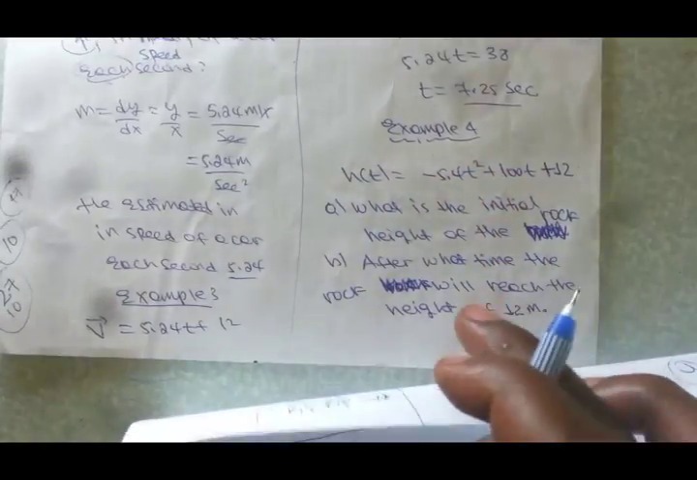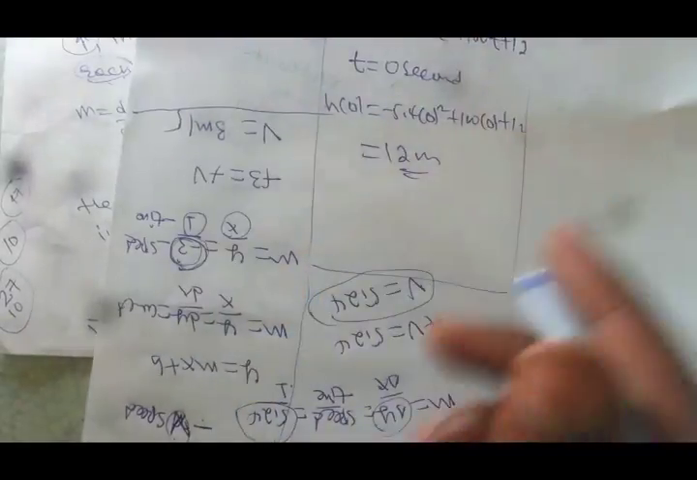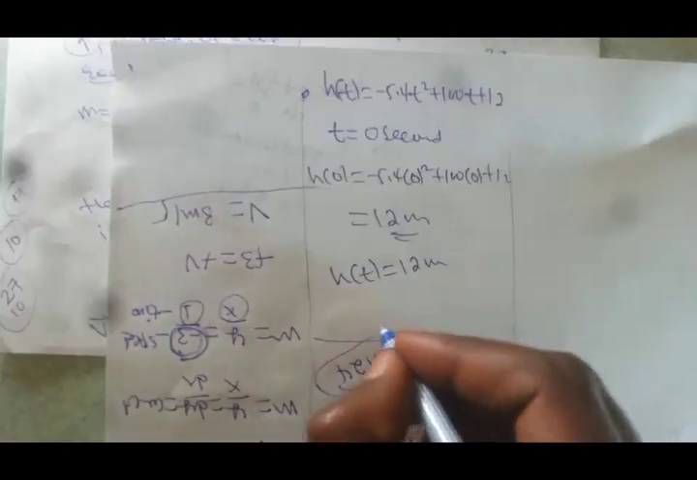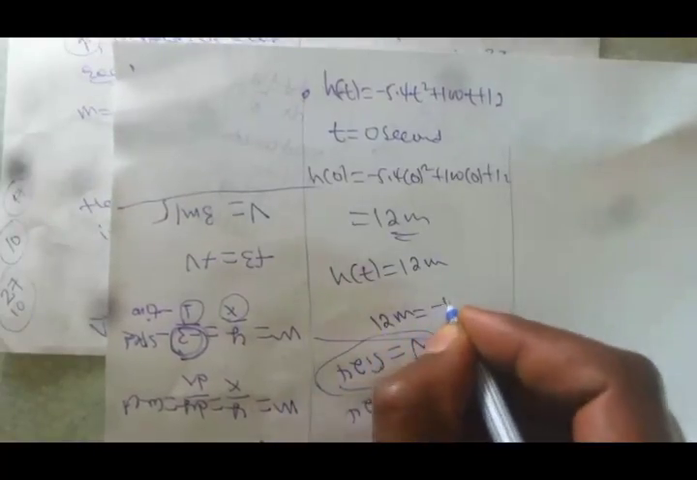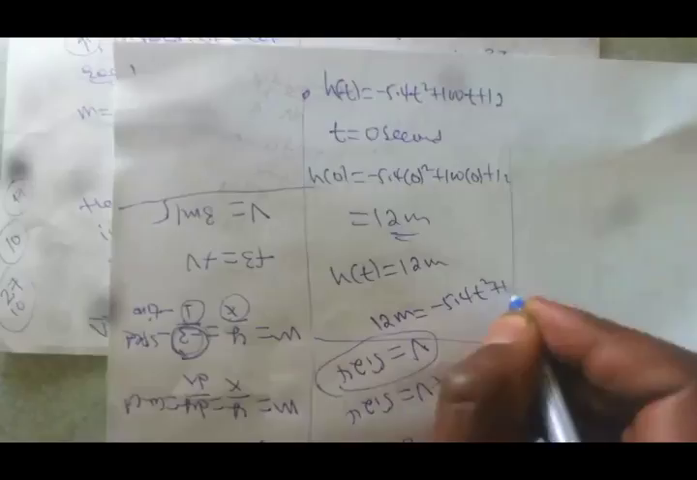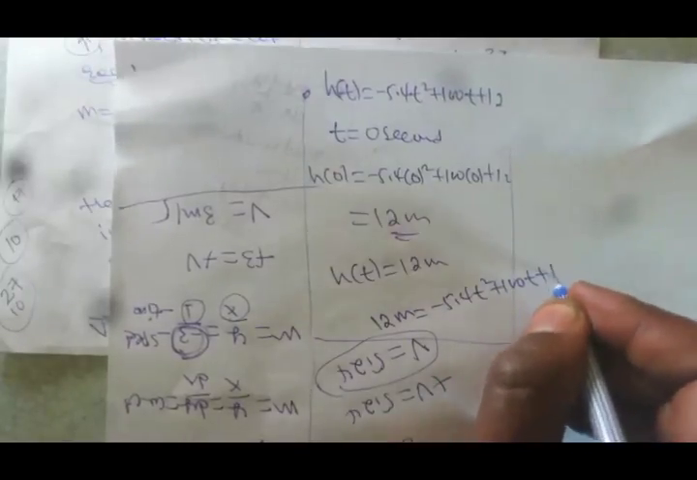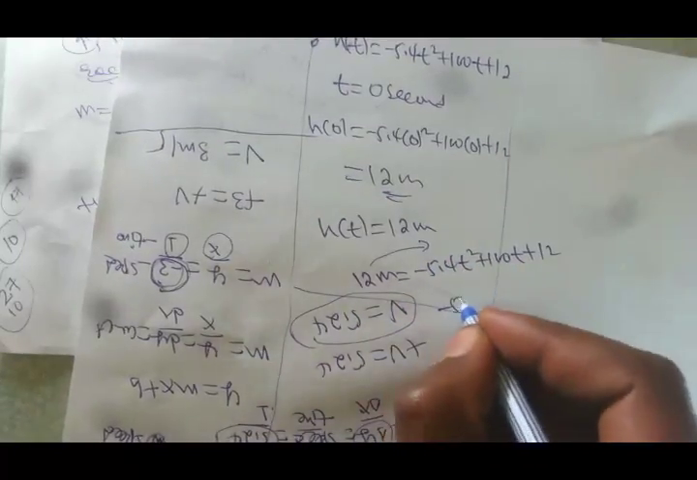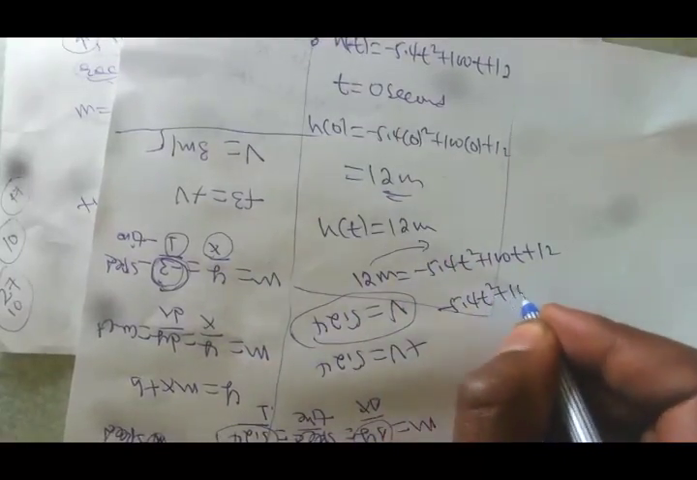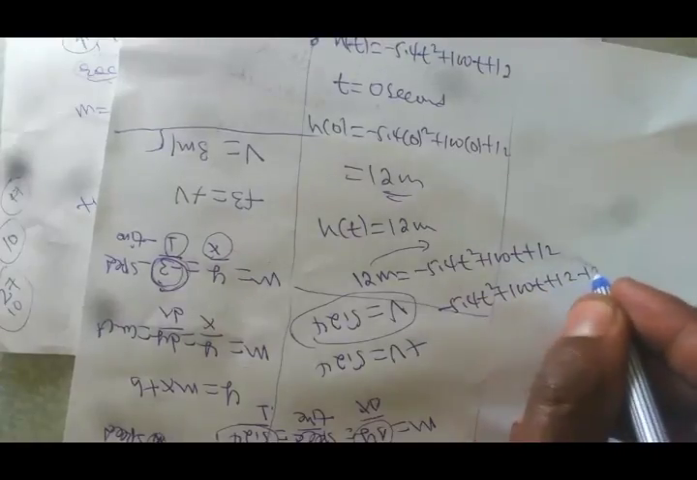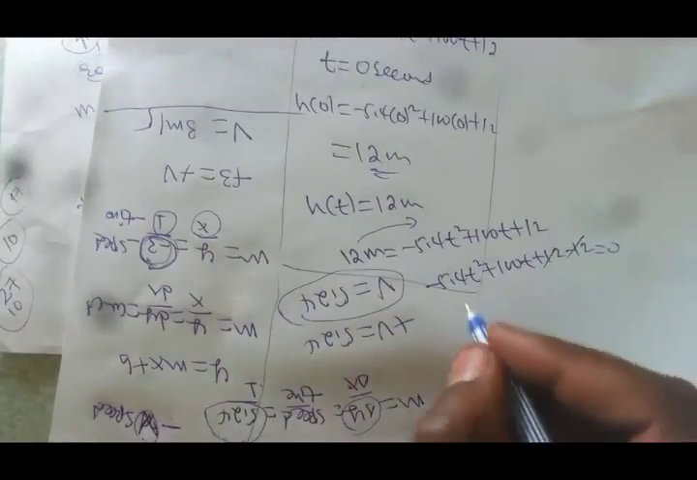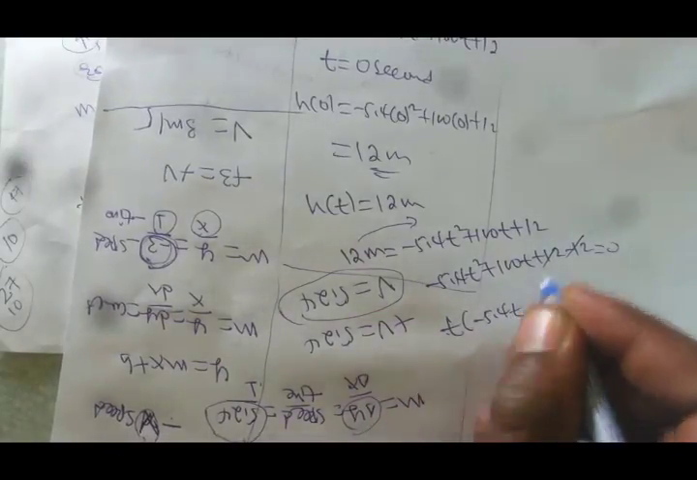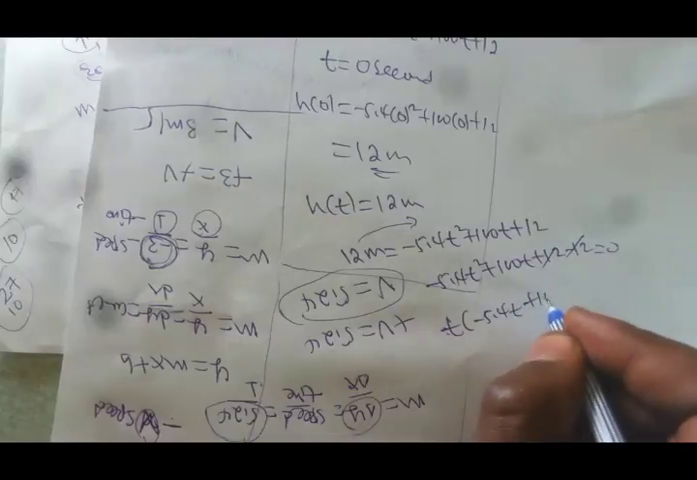And after what time will the rock reach the height of 12 meters? We are given h of t equals 12 meters. Therefore 12 meters is equal to minus 5.4t squared plus 100t plus 12. When we bring this to the right, minus 5.4t squared plus 100t plus 12 minus 12 is equal to 0. This will be cancelled by this. When we take t as a common factor, minus 5.4t will be left, and 100 will be left.